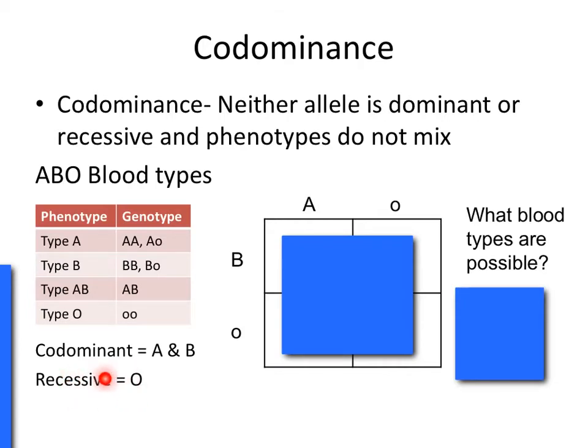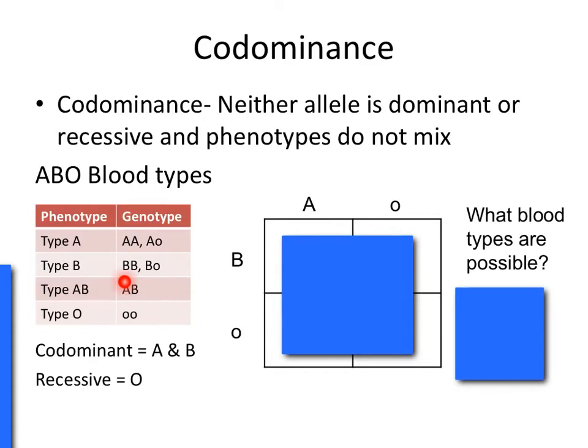If you're type A, your genotype is either homozygous A, big A, or you're heterozygous, big A and the recessive O. If you're type B, it's very similar: 2 big B's or 1 big B, 1 little O. If you're type O, you have both recessive, you're homozygous recessive. But if you're type AB, your genotype is just AB. You get both A and B. The A is not dominant over the B, and the B is not dominant over the A.